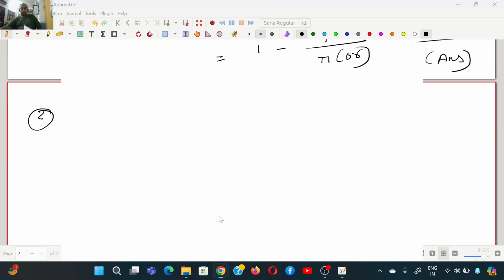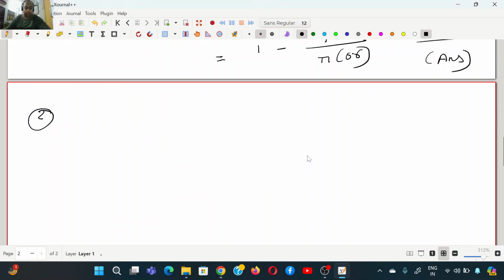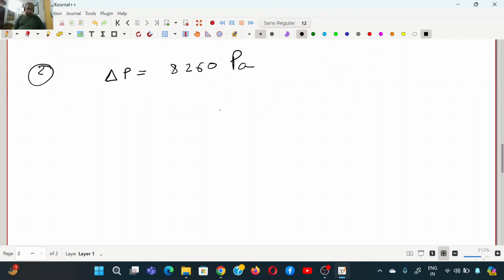The second question is to calculate the superficial liquid velocity at which the pressure drop across the bed is 8260 Pascal. Report your answer in millimeter per second. So we know that delta P is 8260 Pascal. If you remember sir's lecture, he talked about the Ergun equation. It is a combination of the Kozeny-Carman equation plus the Burke-Plummer equation. Kozeny-Carman is for laminar flow, Burke-Plummer is for turbulent flow, about 1000 Reynolds number.